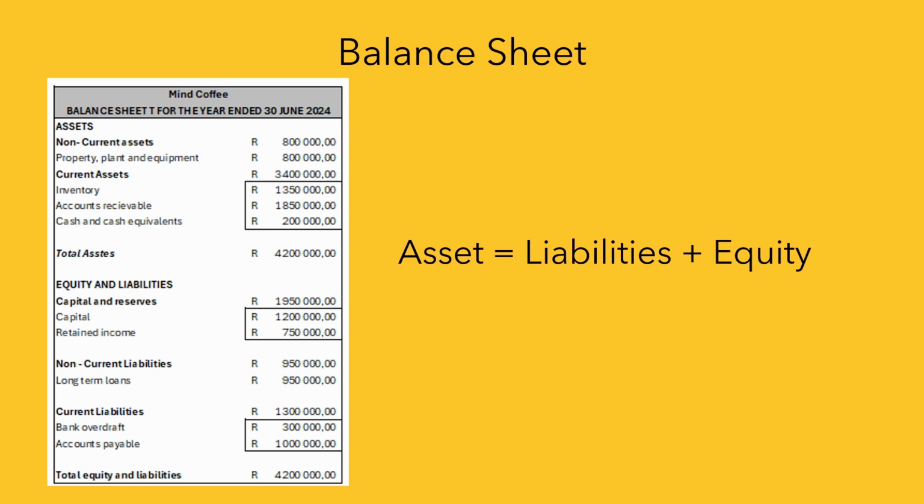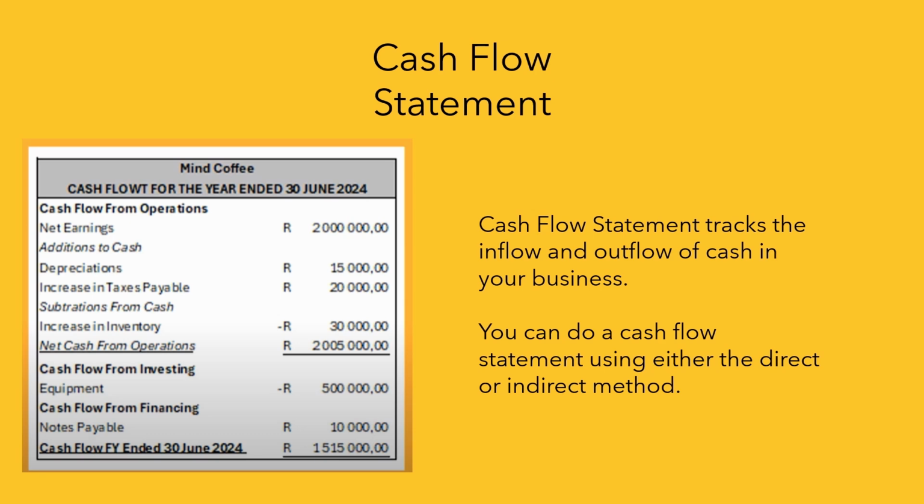It does not and cannot show what happened to the business a moment before or what will happen a moment after the balance sheet has been drawn up. Then we also have a cash flow statement, and a cash flow statement tracks the inflow and the outflow of cash in your business. And you can either use the direct or the indirect method, but I'll explain the difference between those two also in a bit more detail.